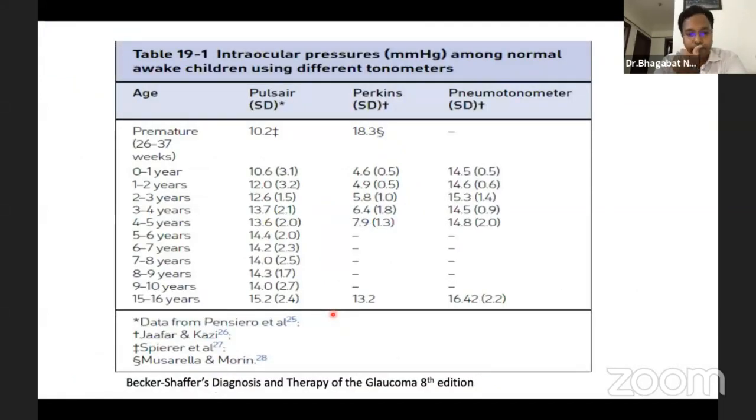This is from Baker Saffers, the test for glaucoma. I have taken a table. You can see the Perkins tonometry, where in children less than 1 year they have even 5 millimeter mercury, 6, 7, and in cases of 13, 15, 16 years, 13, 15. So that means they are less than 10 in the younger kids.